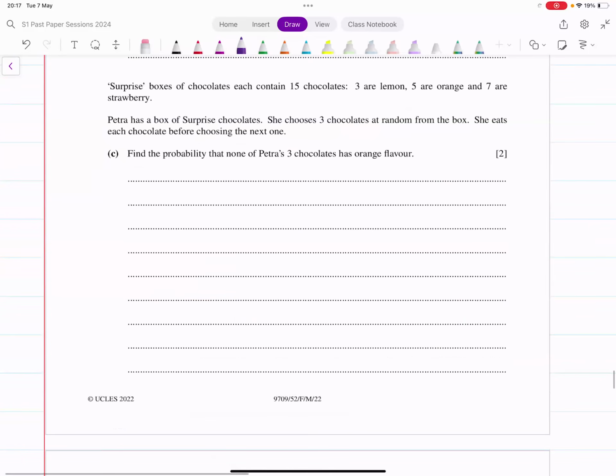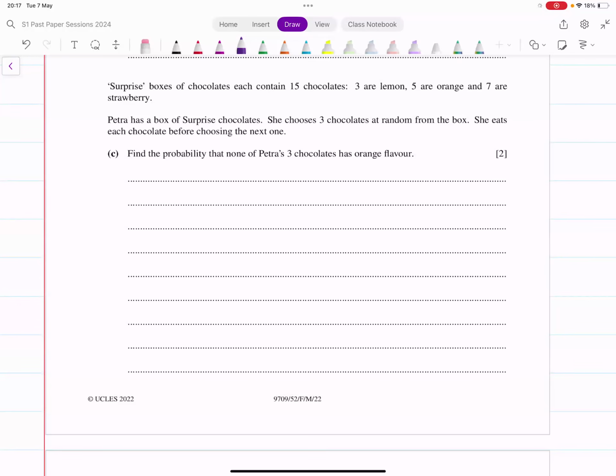It says surprise boxes of chocolates each contain 15 chocolates. 3 are lemon, 5 are orange, and 7 are strawberry. Petra has a box of surprise chocolates. She chooses 3 chocolates at random from the box. She eats each chocolate before choosing the next one. Find the probability that none of Petra's 3 chocolates has orange flavor.